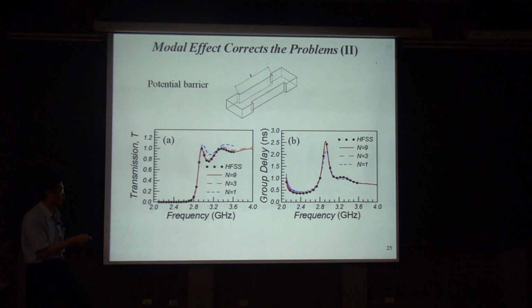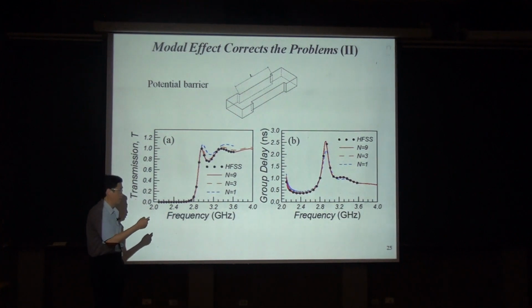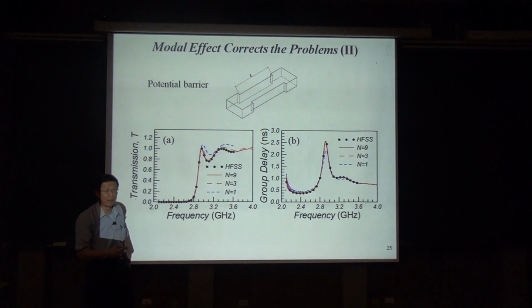Look at the group delay. Group delay versus the frequency. As we increase the total number of modes from 1, 3, 9, it agrees very well. Look at the green and red lines here. So in these regions, the nominal delay will be 0.5 nanoseconds. So in these regions, it is faster than the speed of light.